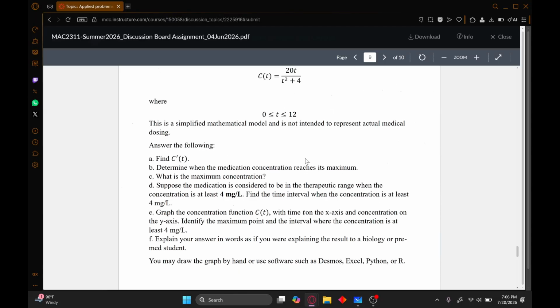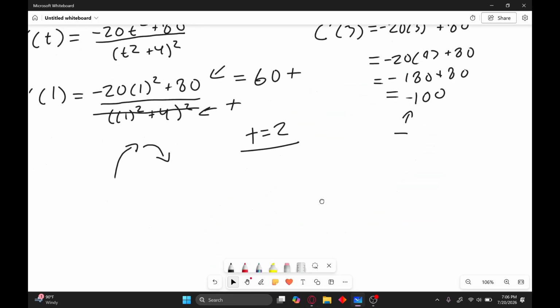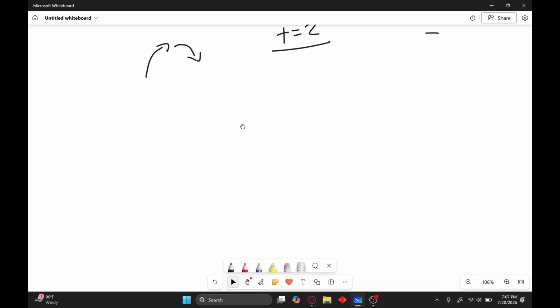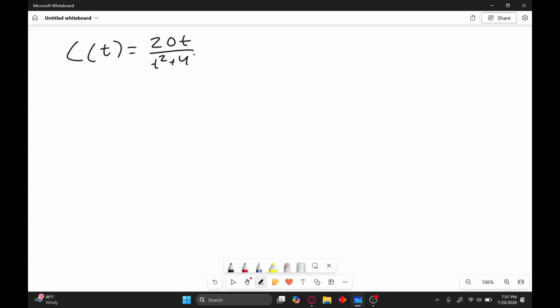Now, the next question is, what is the maximum concentration? To figure this out, we get our maximum, which is t equals 2, and we plug it back into the original equation. As a reminder, the original equation was c of t equals 20t over t squared plus 4.